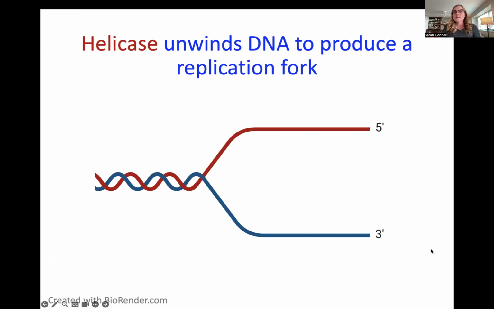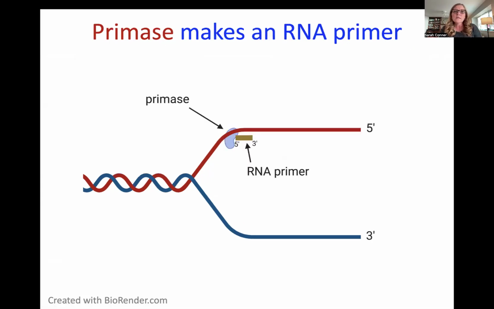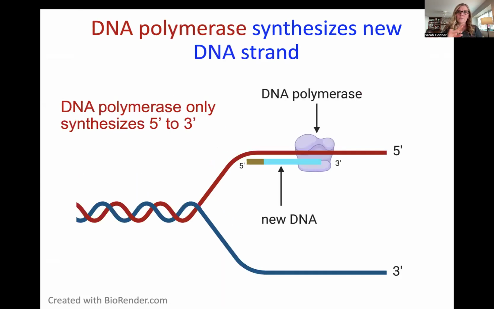So again, helicase is the one that does that. Then a primase comes in and makes an RNA primer. So basically it's telling the next step, the DNA polymerase, where to start replicating. So the primase connects in, here's where you're going to start replicating, and then the DNA polymerase comes in and makes the new strand of DNA.